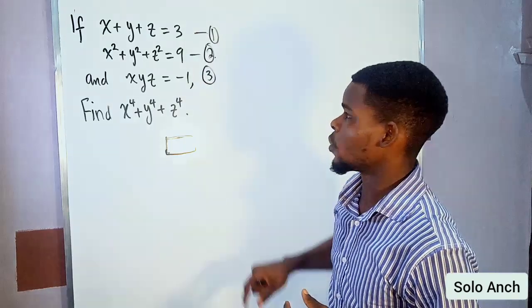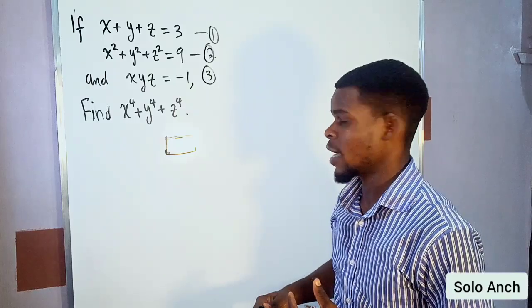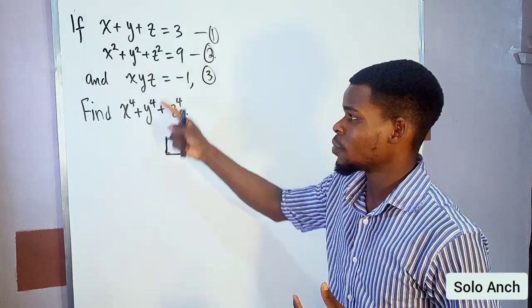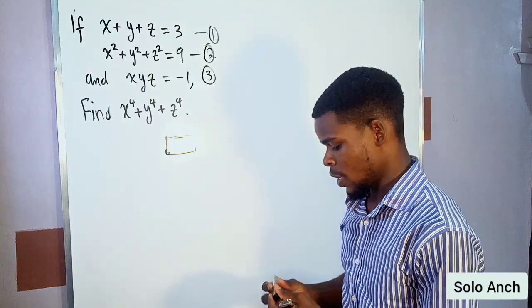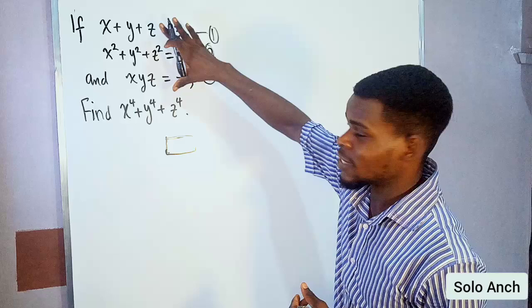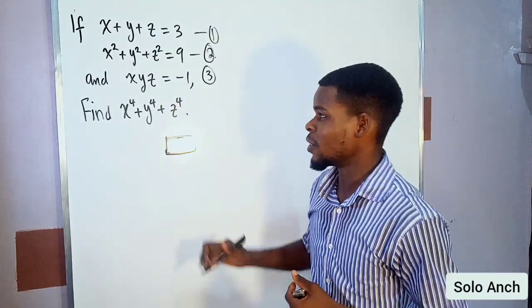Okay, so we're given these three equations. We're going to use these three equations as hypotheses. In other words, these are the assumptions, and then we want to use this to find the value of this as a result. So whatever we'll be doing will be centered on these three equations. So let's see what we get.